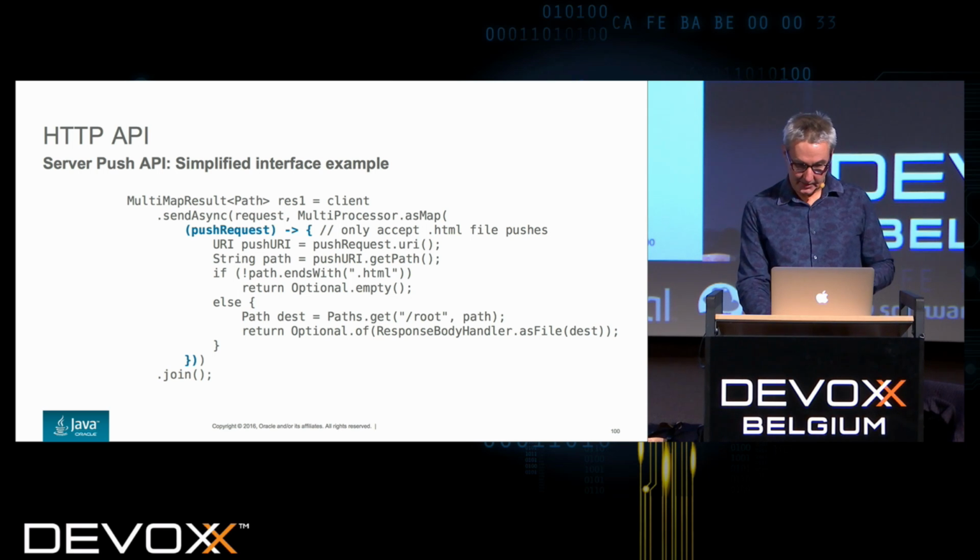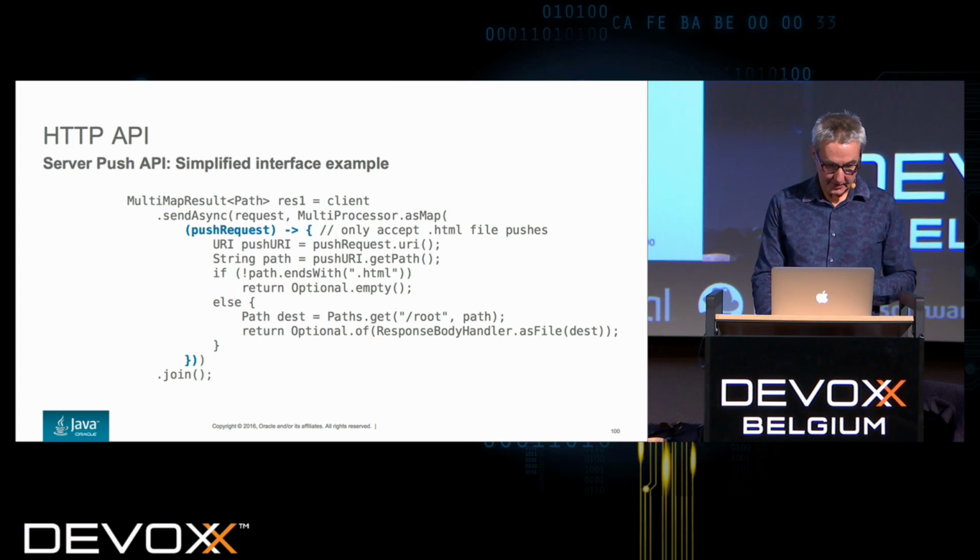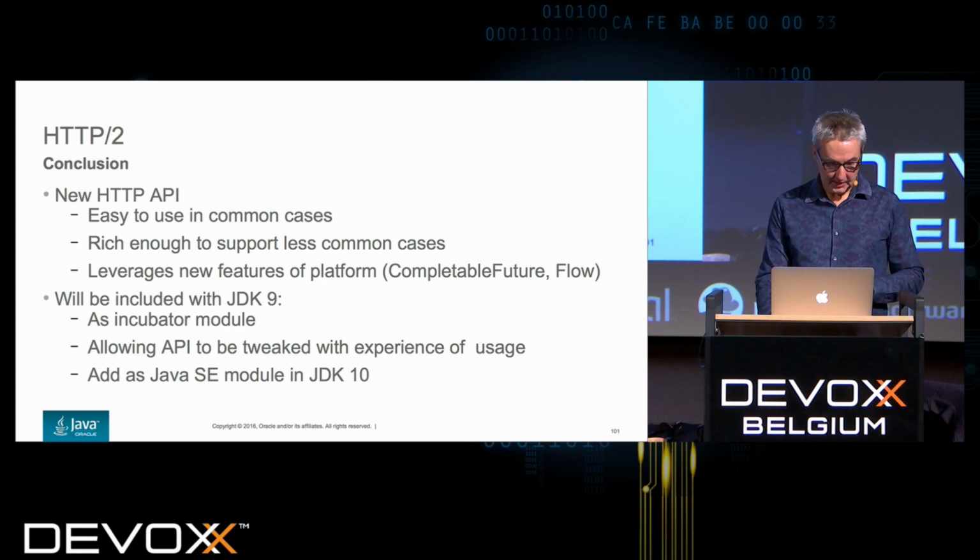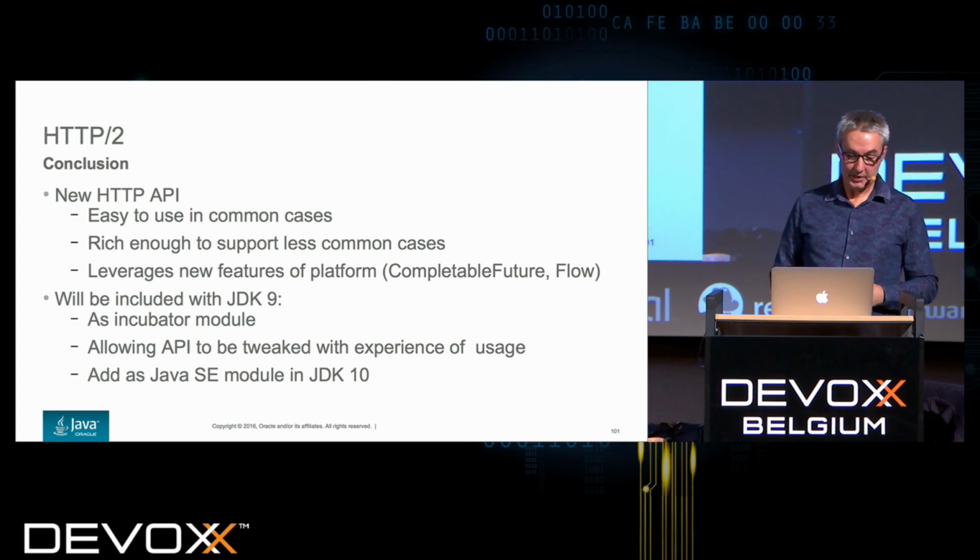So basically that's pretty much what I want to talk about today. In conclusion, the API is relatively easy to use in the common cases, but it does have enough richness to support the less common cases, particularly with server push, and it leverages a lot of the new features that have been defined in JDK 8 and JDK 9.